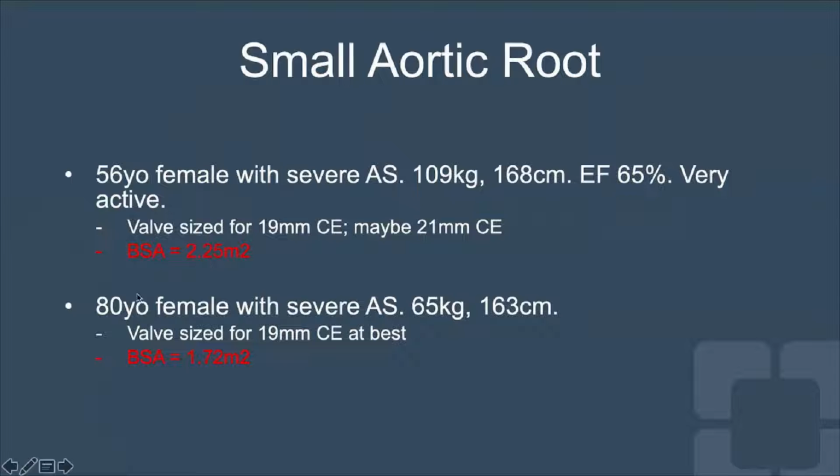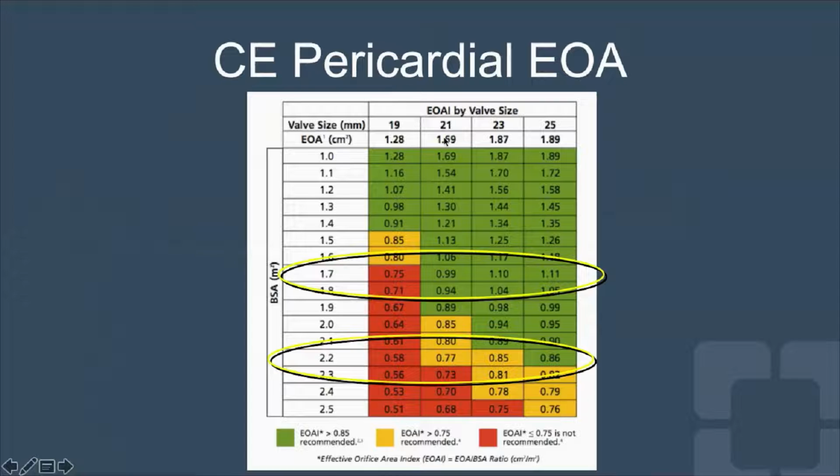So for both of these patients, we can calculate something called the body surface area based on their height and their weight. And using the body surface area, we can predict which patient will develop what we call patient prosthesis mismatch. And that is if you have a large patient, but you have put a small valve in, even though the valve is no longer stenotic, that valve may still be too small.